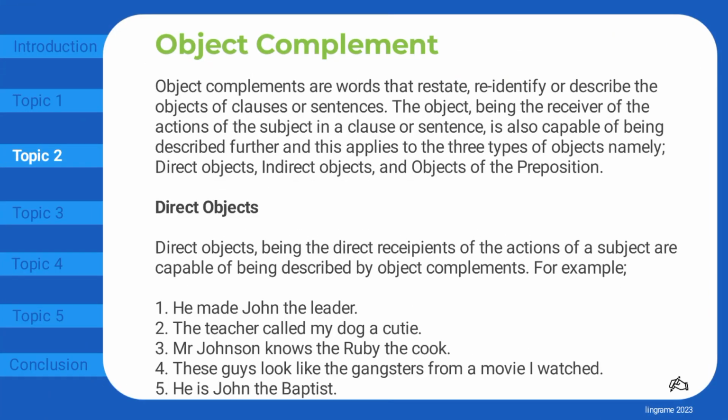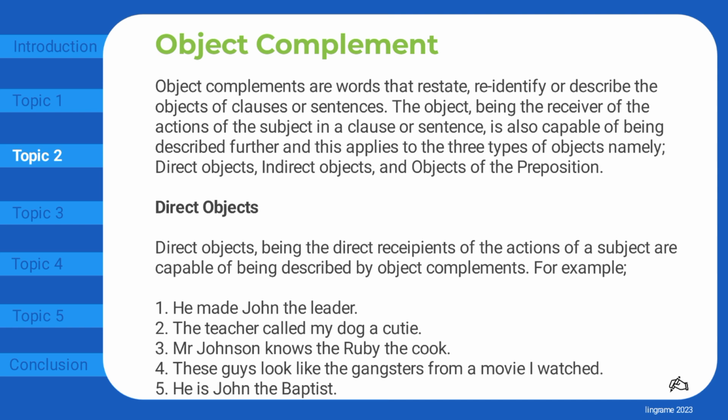Object complement. Object complements are words that restate, re-identify or describe the objects of clauses or sentences. The object, being the receiver of the actions of the subject in a clause or sentence, is also capable of being described further, and this applies to the three types of objects, namely, direct objects, indirect objects, and objects of the preposition. Direct objects. Direct objects, being the direct recipients of the actions of a subject, are capable of being described by object complements. For example, he made John the leader.